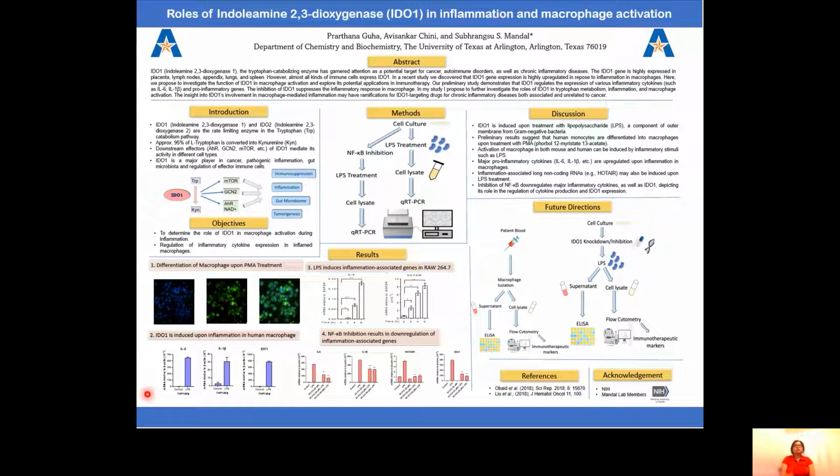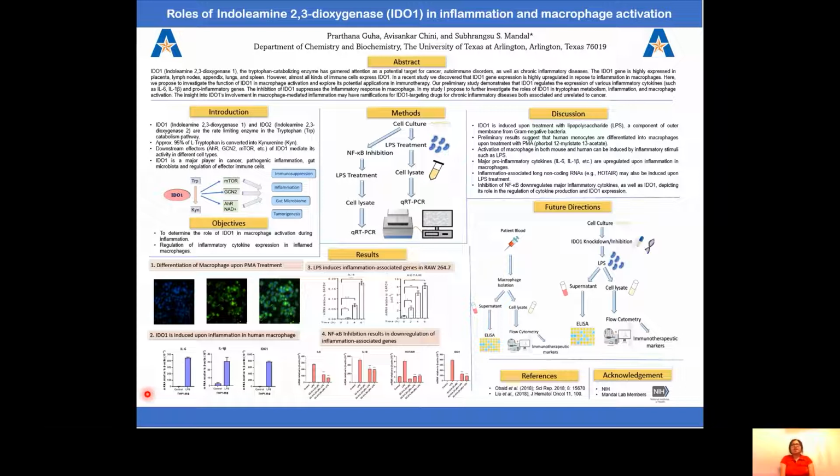Why is IDO1 so important? Because it has been shown that IDO1 has many significant effects on immunosuppression, inflammation, gut microbiome, and cancer. Now, my objective is to determine the role of IDO1 in macrophage activation during inflammation and also study the regulation of inflammatory cytokine expression in macrophages, whereby I want to get some good therapeutic targets for future study.